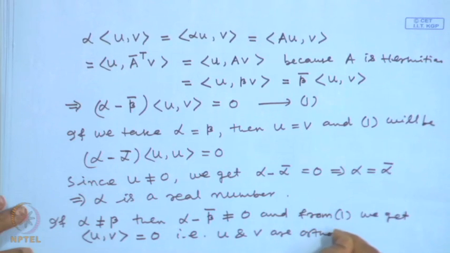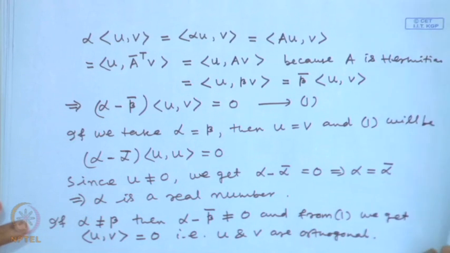u and v are orthogonal. So, it says that the eigenvectors corresponding to distinct eigenvalues are orthogonal, and this is how we prove this result.